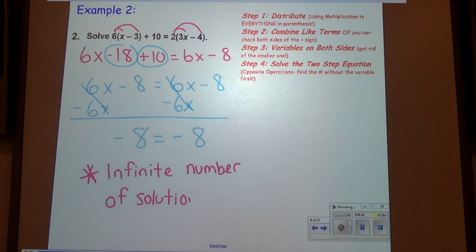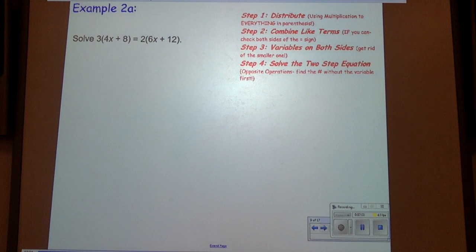Again, if at any time I'm going too fast, you could pause, you could rewind, and go back to something. So I'm putting stars around the 6x minus 8 equals 6x minus 8, because right there you could see they are the same exact thing. That's where you could tell there's an infinite number of solutions.